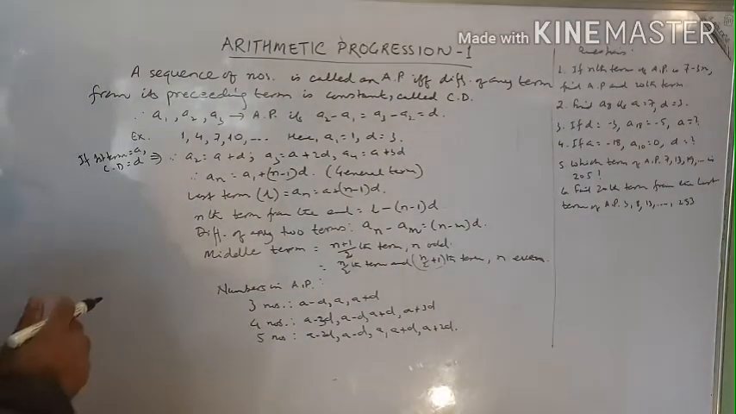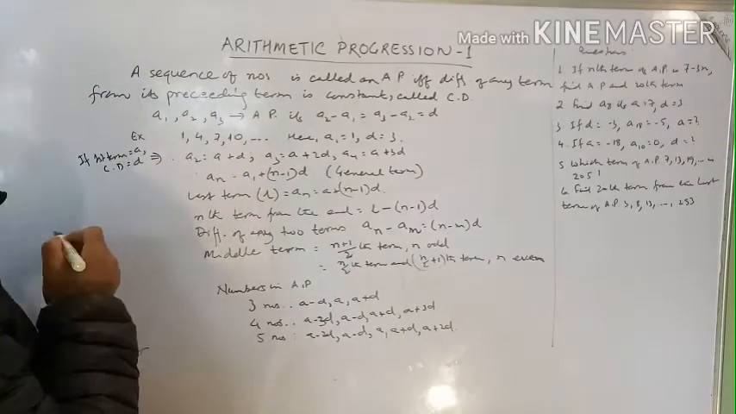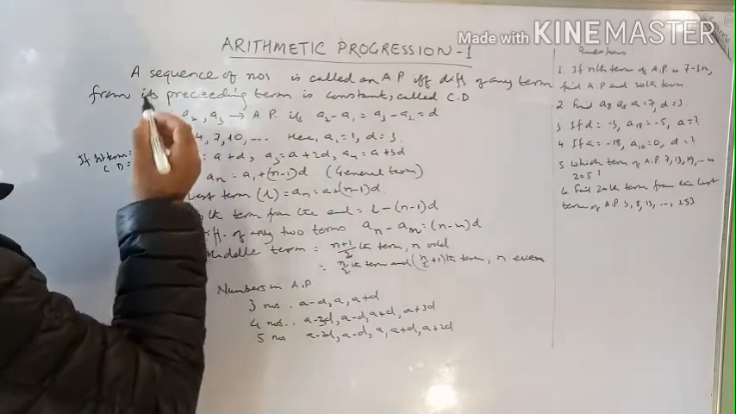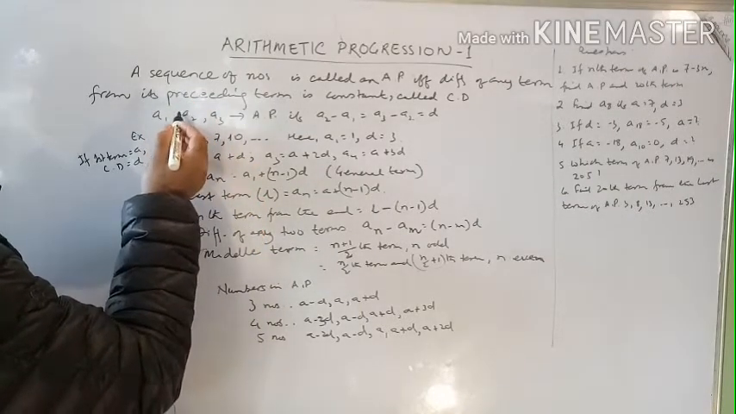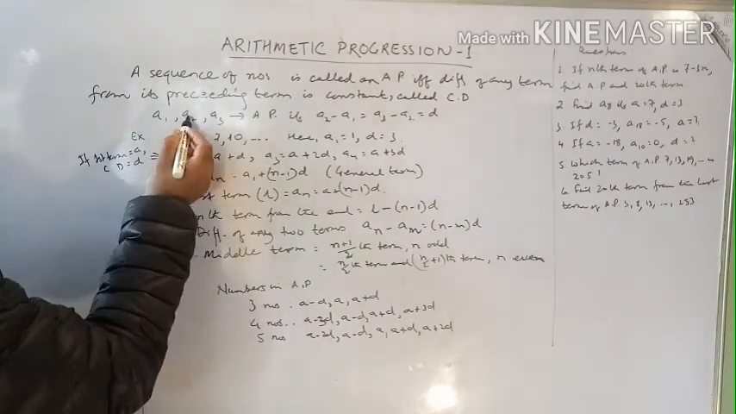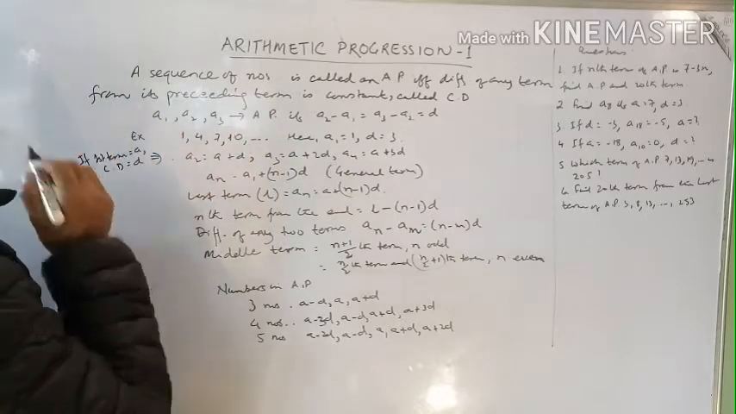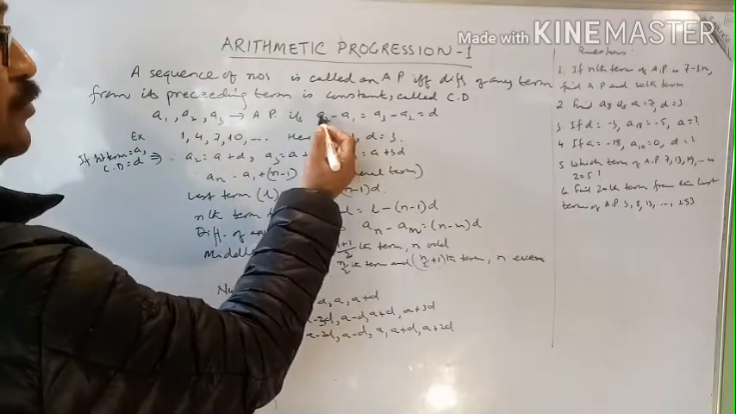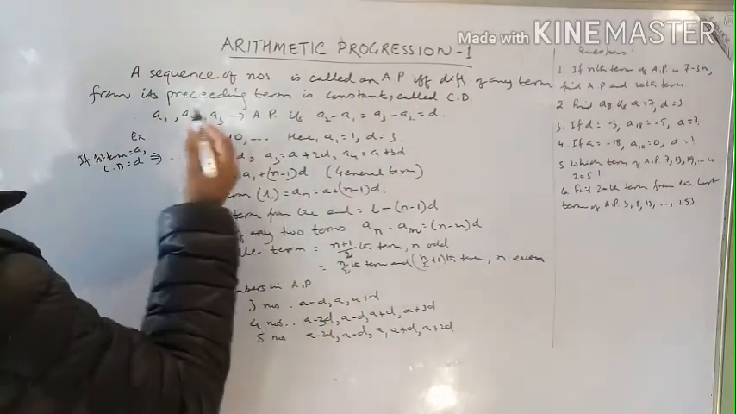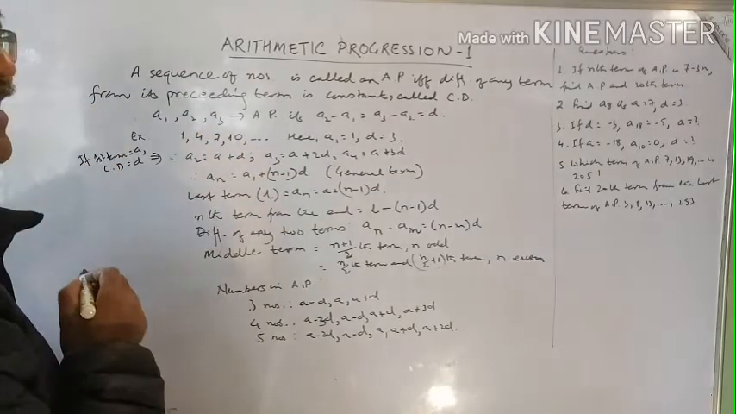Suppose three numbers A1, A2, A3 are in AP. That means, according to this definition, the difference of any term from its preceding term is always constant, meaning A2 minus A1 must be equal to A3 minus A2. The difference of any term from its preceding term must be equal. So difference backwards: A2 minus A1 must be equal to A3 minus A2.